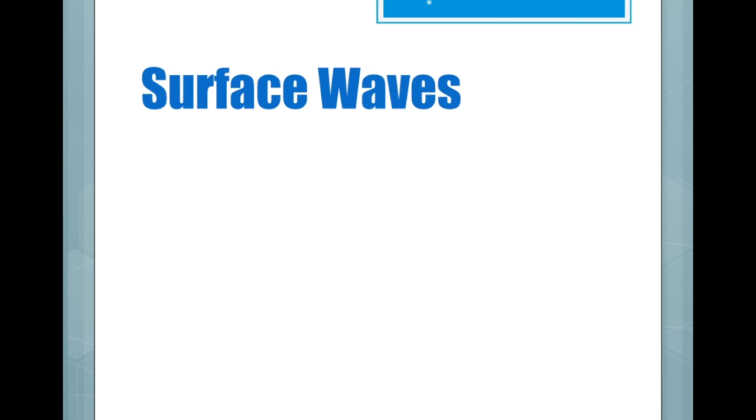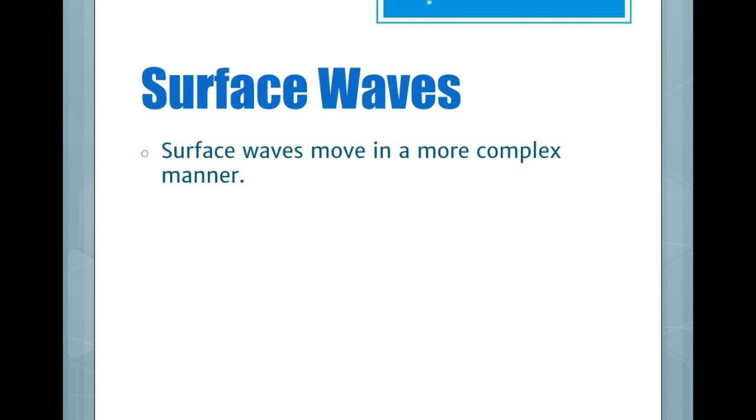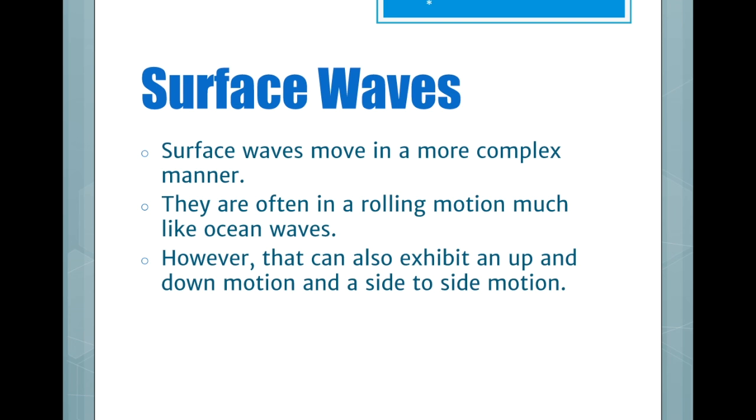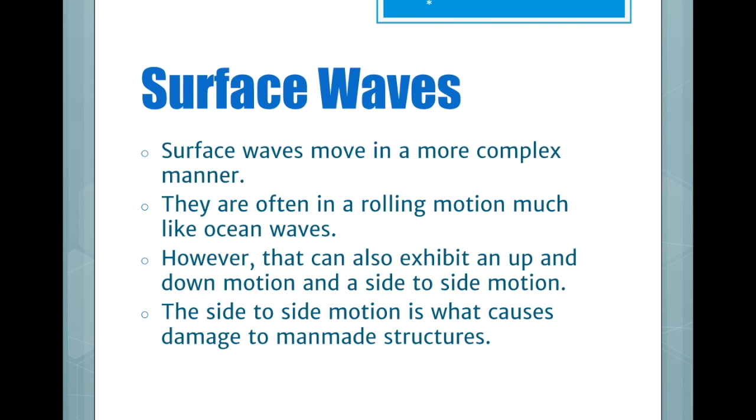The final type of wave is a surface wave, and these are much more complex when it comes to their movement. They are more of a rolling motion, so they're moving up and down, but they're also moving in a circular pattern. Okay? They are what cause the damage to structures.